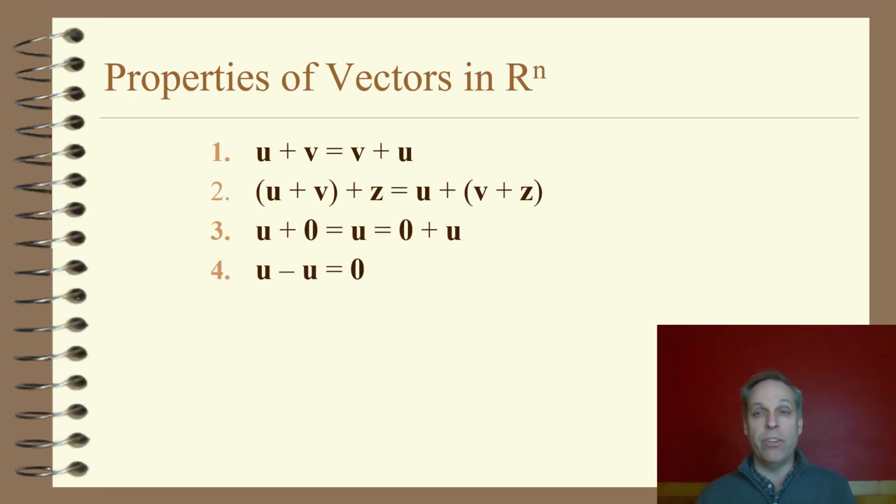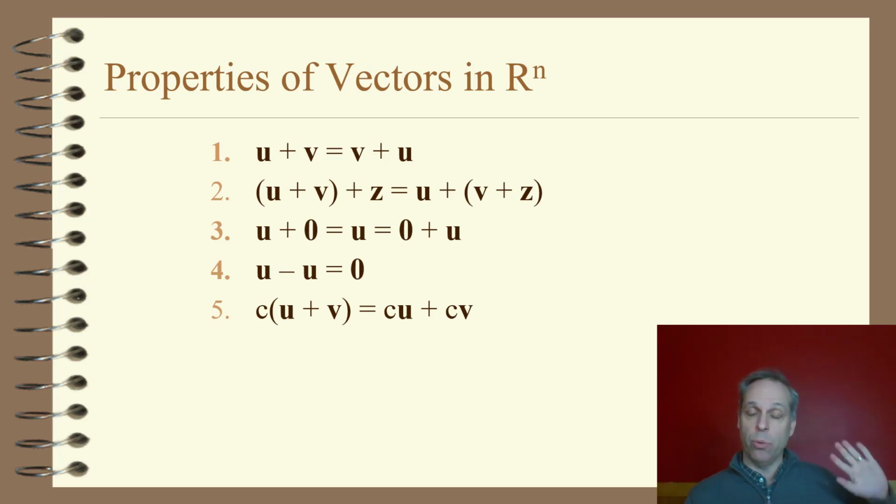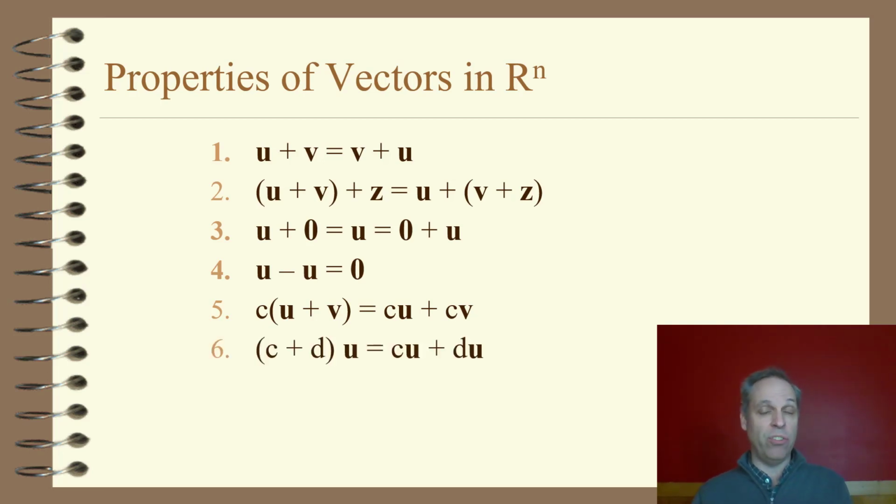You have the vector annihilation, or the additive inverse property, that u plus negative u, which is just u minus u, is the 0 vector. If you take a scalar times a sum of vectors, the scalar will distribute through the vector addition. The next one is that if you have a sum of scalars times a vector, you can distribute the vector through the scalars and then add that afterwards.